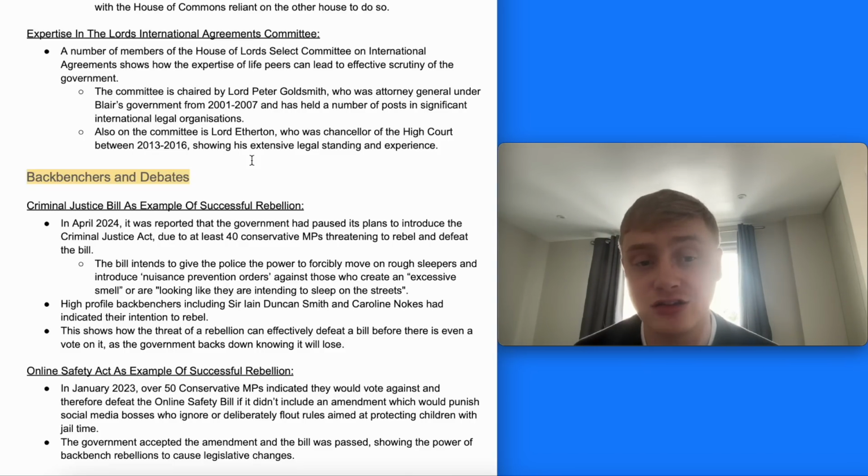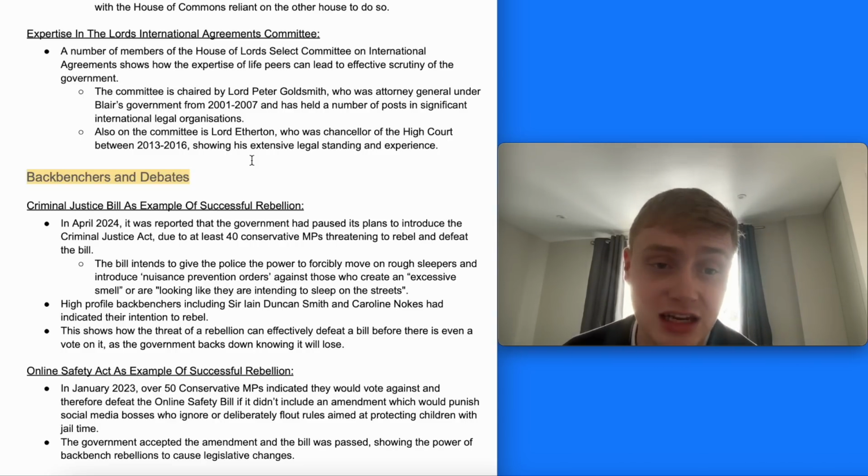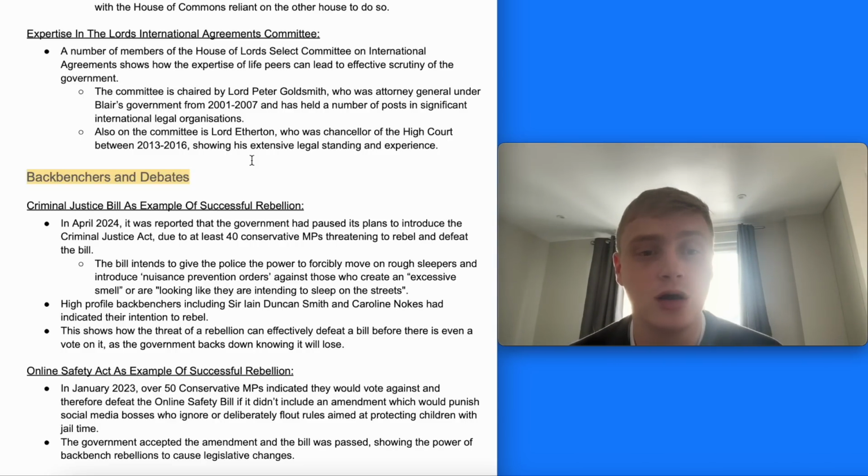and introduce nuisance prevention orders against those who create an excessive smell or are looking like they're intending to sleep on the streets. And effectively, a lot of Conservative MPs and obviously a lot of members of the public saw this as criminalising, recriminalising rough sleeping in the UK, and saw it as a pretty despicable suggestion. And high-profile backbenchers such as Sir Iain Duncan Smith and Caroline Nokes indicated their intention to rebel. And this shows how the threat of a rebellion can effectively defeat a bill before there's even a vote on it, as the government backs down knowing it will lose.